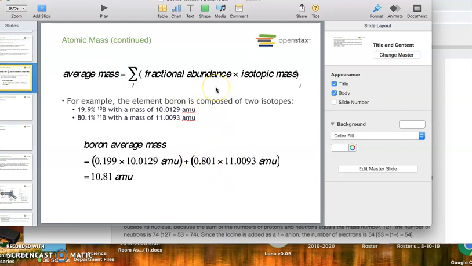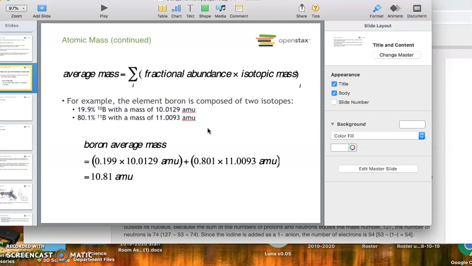So we have this handy equation here. It should be on your test formula sheet. The average atomic mass for an element is equal to the summation of the products of the fractional abundance for that isotope times its isotopic mass. All right, and so we're going to do that for each isotope. We're going to add up the products of the fractional abundance times the isotopic mass. And once we do that, we can figure out the average atomic mass from that calculation.